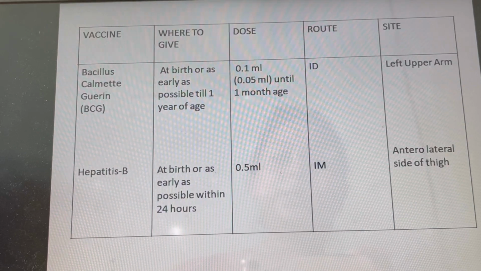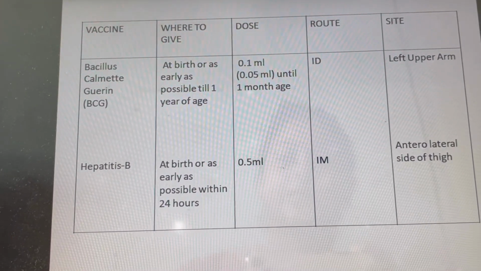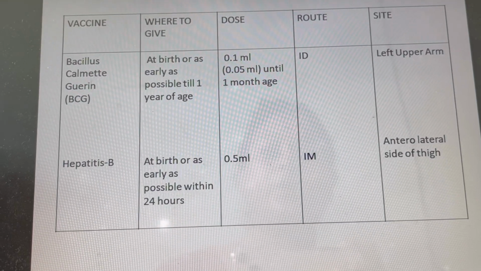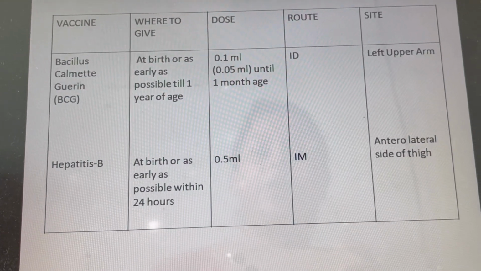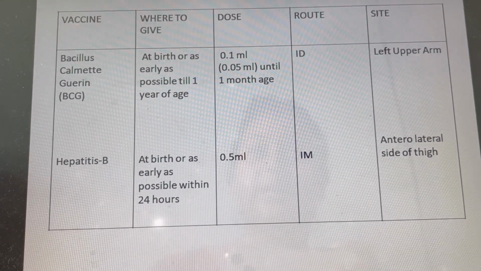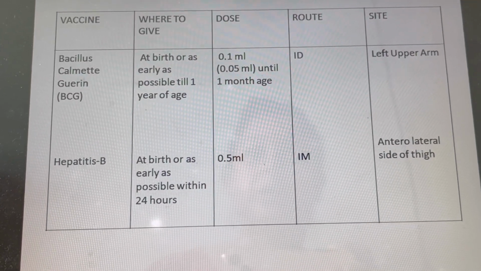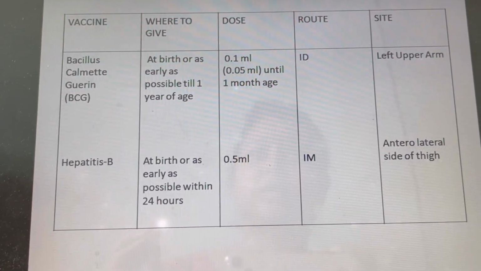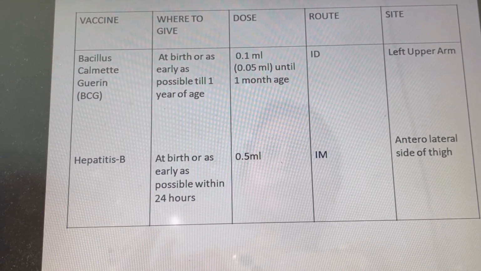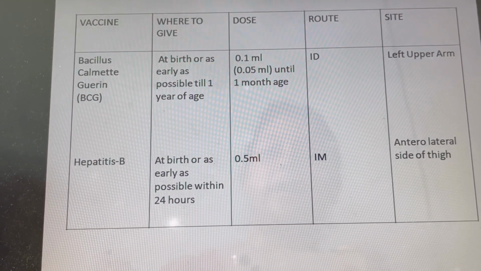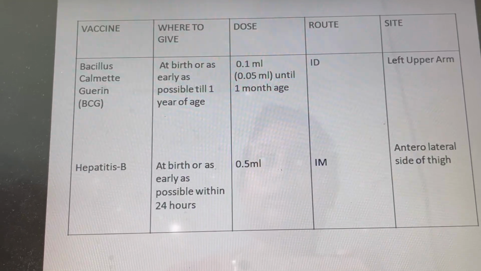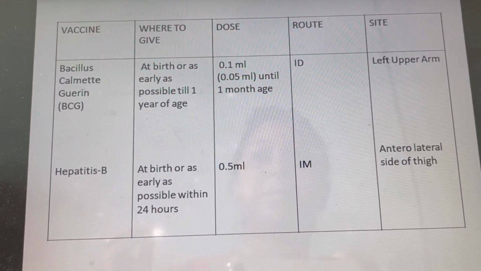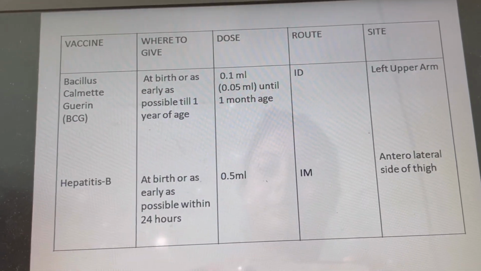The route is ID, that means intradermal, and the site is the left upper arm. If someone asks why you give it in the left upper arm, your answer will be for universal recognition. Whether you go to India or America, wherever you go, whenever BCG is given by a health professional, it will be given only at the left upper arm. The site is not going to change. So for this universal recognition, BCG is given at the left upper arm.